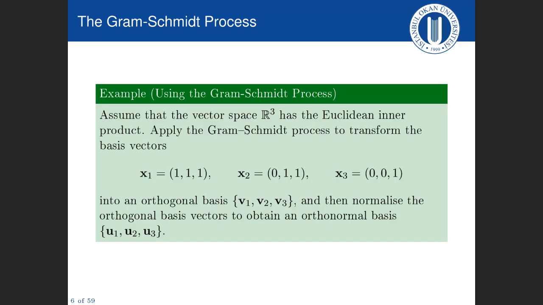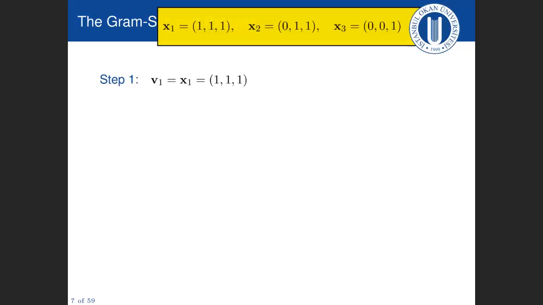So, for example, we're going to be using the vector space R3 and the Euclidean inner product. In other words, we're just using the dot product of R3. Apply the Gram-Schmidt process to transform these basis vectors into an orthogonal basis and then normalize these vectors to obtain an orthonormal basis. Step one, V1 is equal to X1. We don't change the first vector. So V1 is just (1, 1, 1).